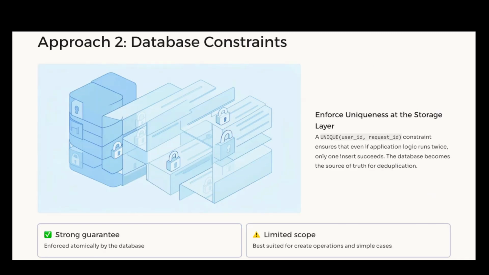Database constraints. Another approach is database-level idempotency. For example, using a unique constraint like user ID and request ID. Even if the request runs twice, only one insert succeeds. This gives a strong guarantee and simple implementation, but it mainly works for create operations and simple cases. So the key idea is databases can enforce idempotency at the storage layer.